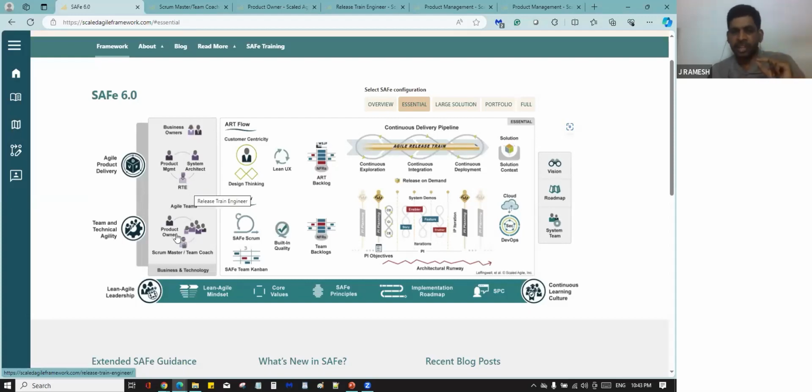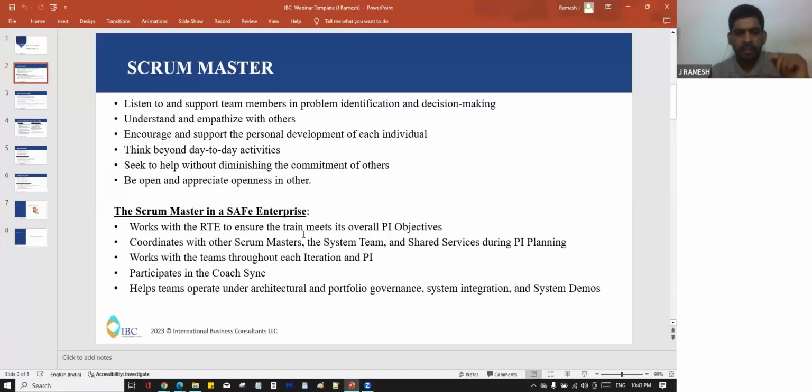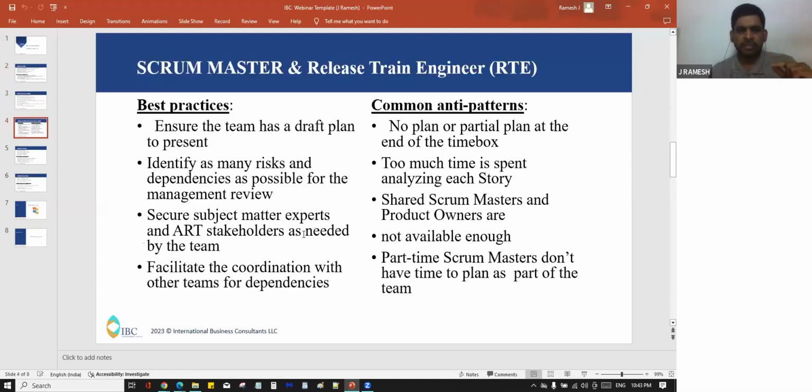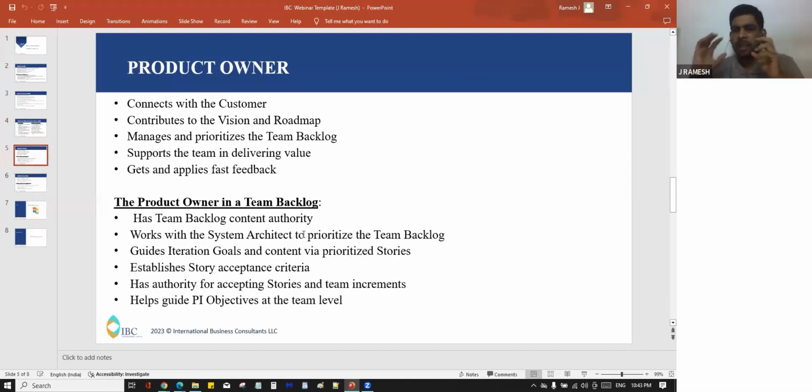Before I come to the release train engineer, I need to explain a little bit more about the product owner. First, I complete the ground level. If you have one or two questions, I can answer them. Then I go to the next level. The product owner is the main role. You need to make sure all the backlog is getting ready.